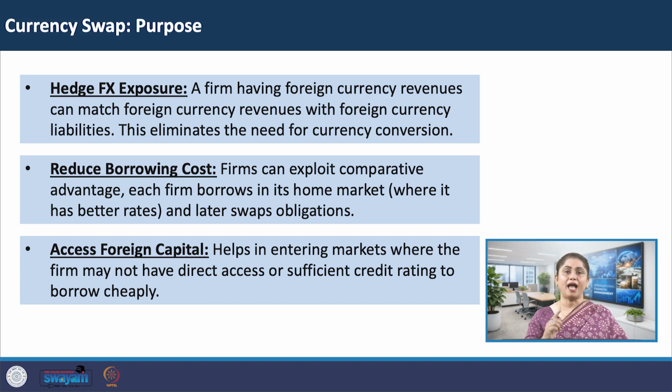Number three, access to foreign capital. Sometimes a firm simply cannot access a foreign capital market cheaply because it doesn't have a strong enough credit rating there, or it isn't well known in the market. A currency swap gives it access to foreign currency funding through its counterparty's home market borrowing.